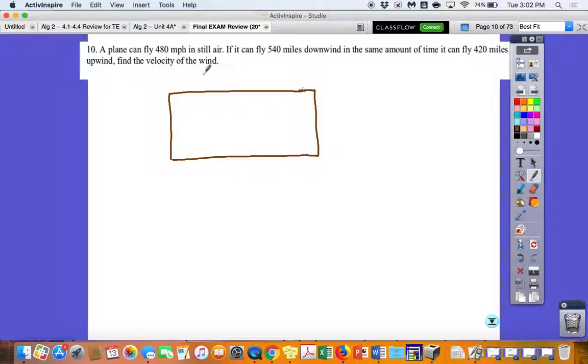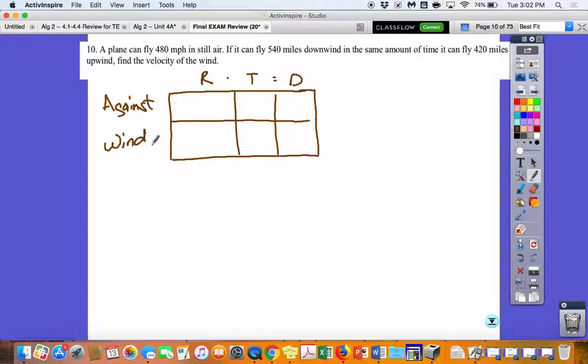And it's still R times T equals D. But this time, instead of having different distances or different parts of your trip, you're talking about what is it against the wind and what is it with the wind. Okay, so according to what we were told, if it can fly 540, and now that's the distance, right? Downwind. So downwind is with it, by the way. So if you're going downwind, you're going with it.